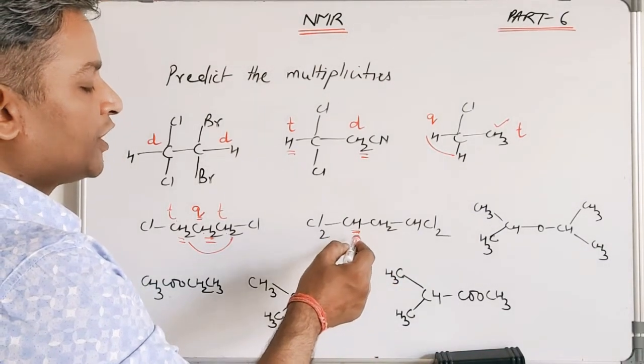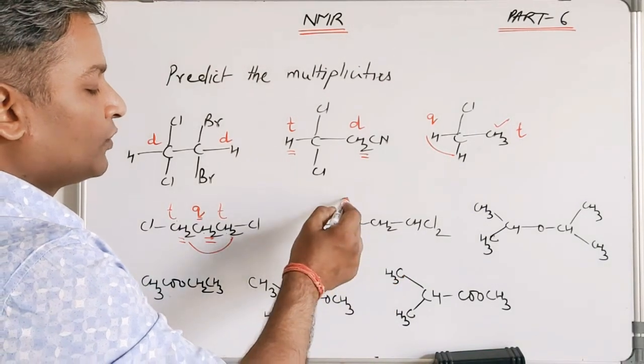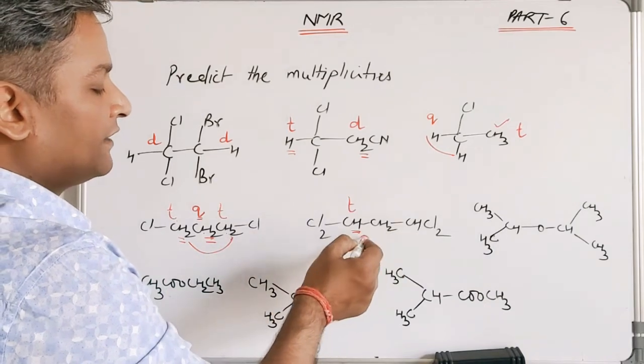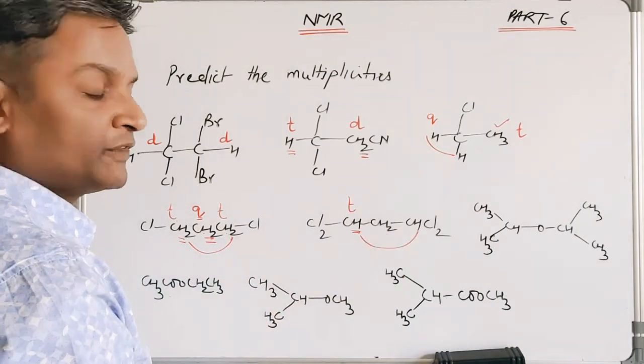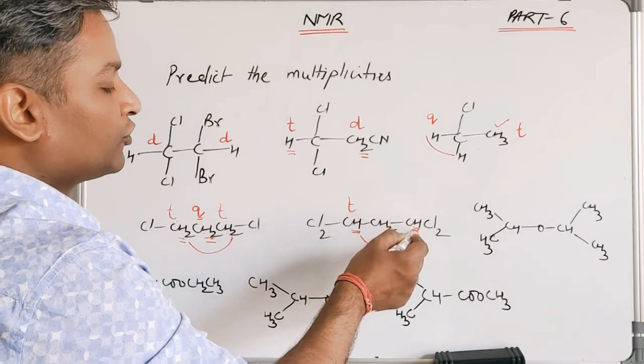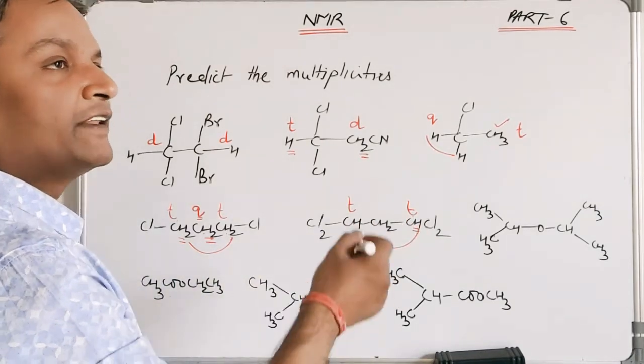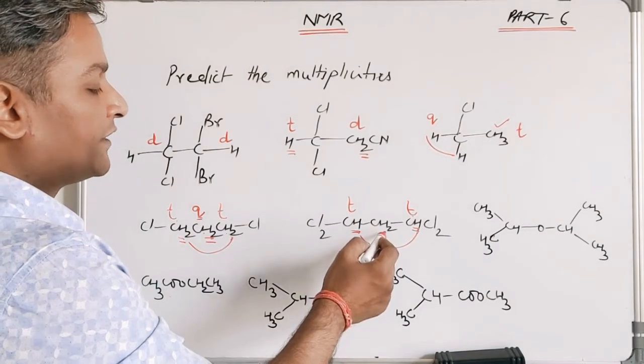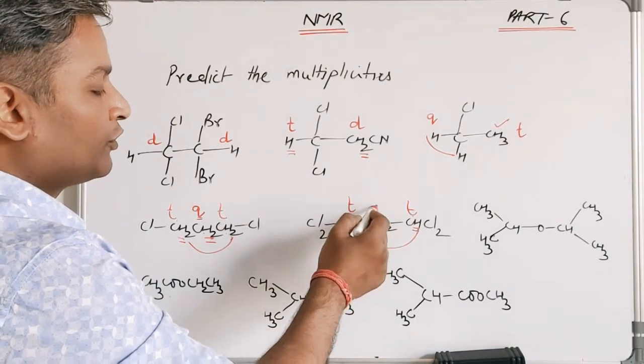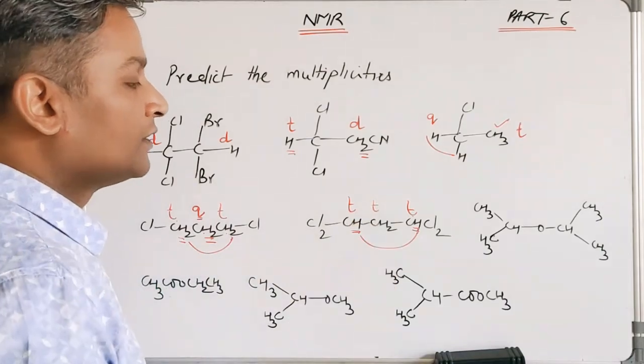Again, a simple compound. For this CH, the neighbor is 2 only, so it will show a triplet. Again, these two are the same, as you can see here, so this will also show a triplet. And these two triplets will appear at the same position, at the same delta value. And in this CH2, the neighbors are 2, so it will show a triplet again.